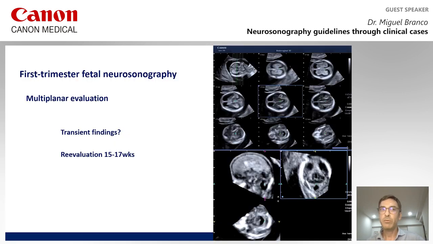In conclusion, first trimester fetal neurosonography is a new open field. It depends on multiplanar evaluation with high resolution probes. I think the 3D evaluation is crucial to help discriminate different anatomic details. But be aware that many of the findings may be transient, so we should not close the diagnosis at this early gestational age. Any suspicion should be re-evaluated at 15-17 weeks.